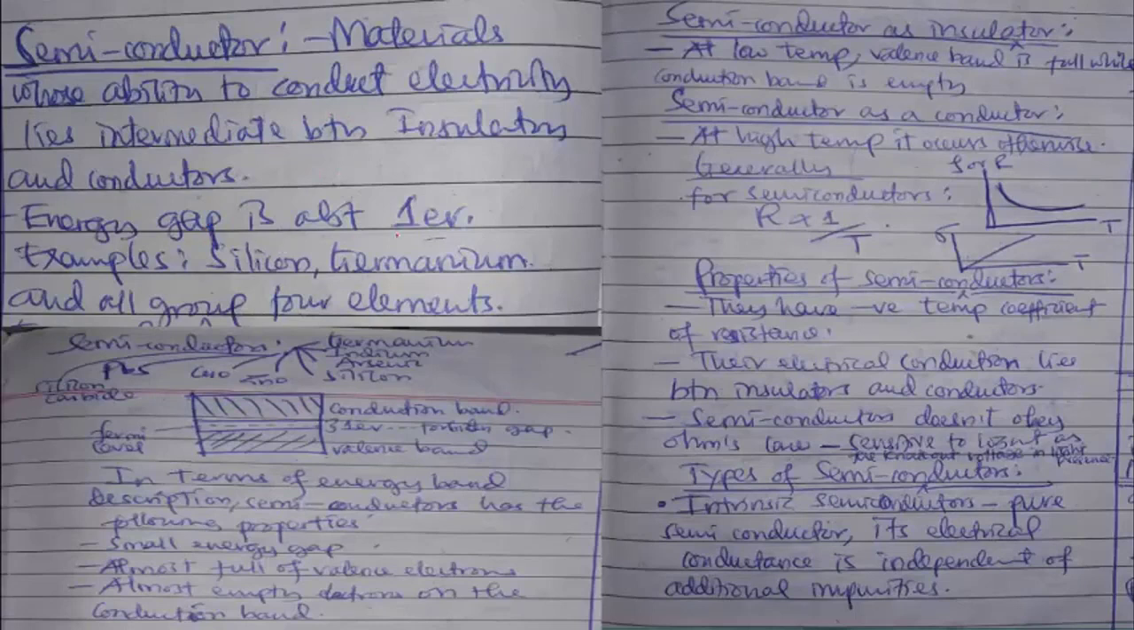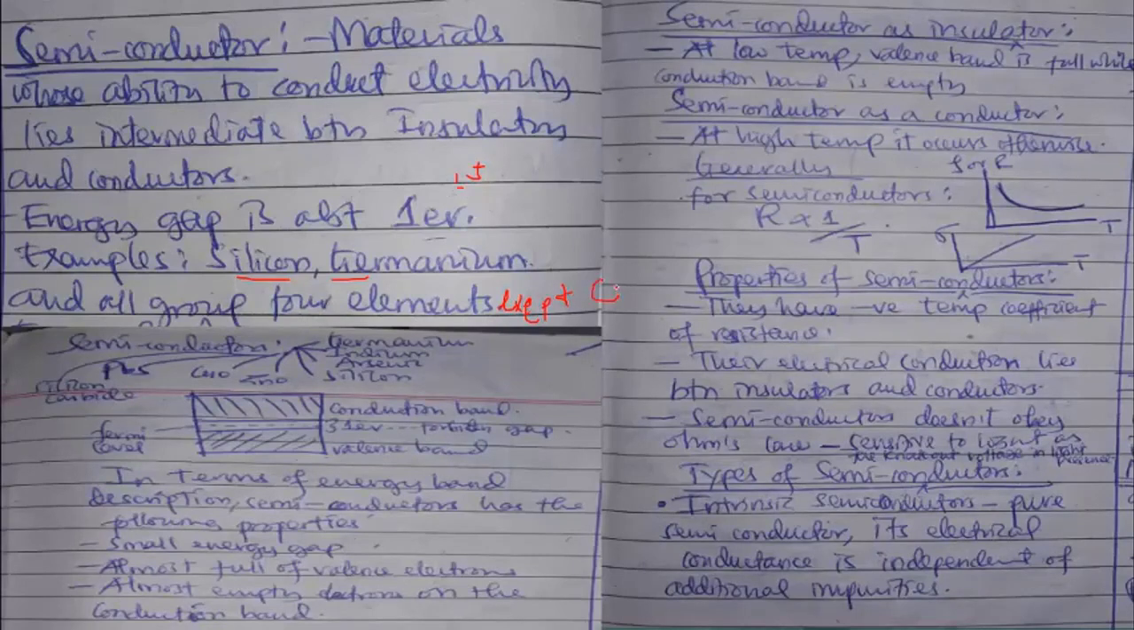The energy gap is about 1 electron volt. As you can see, for insulators it was 15 times more, but here it's just 1 electron volt. So under some conditions you can conduct, under some conditions this might be large. Examples of semiconductors: silicon, germanium, and all group 4 elements are semiconductors, except carbon.